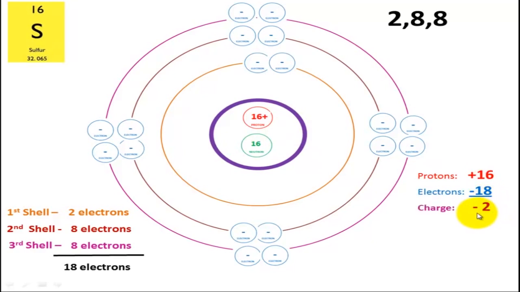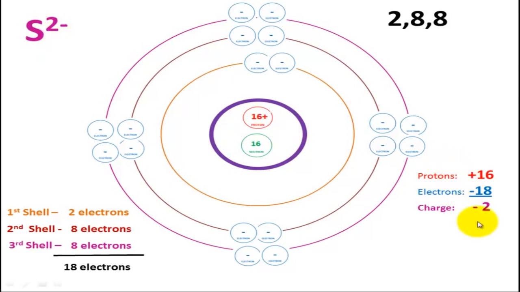So how do we write sulfur now? From the sulfur atom, we now change and we have sulfur raised to 2 negative. 2 negative means it has an extra negative charge of negative 2. That one is sulfur. What about sodium?